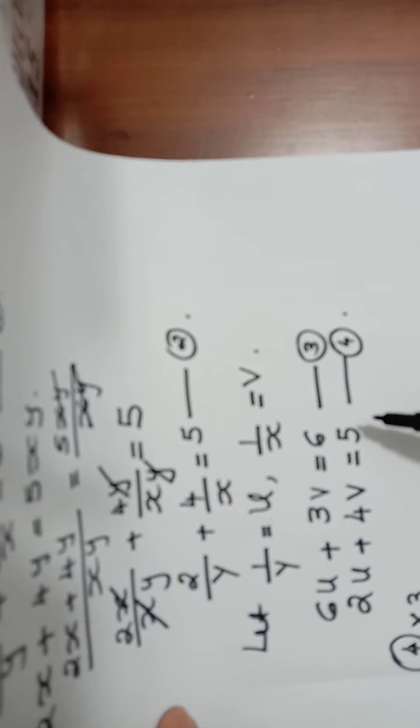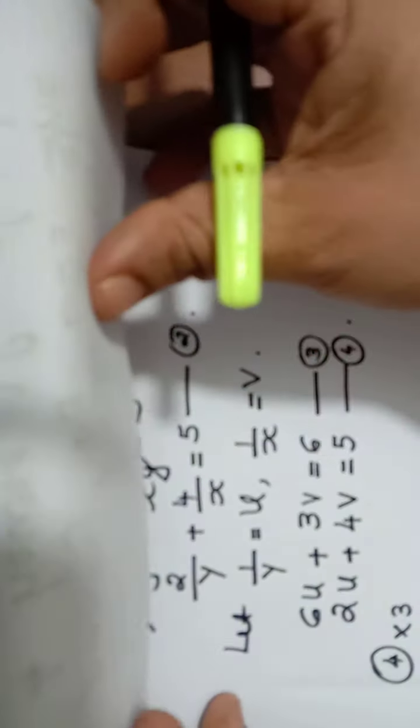Here it is simple. The second equation can be multiplied by 3, so it will become 6. The elimination method can be done. That first equation became the third one, and this the fourth one. Now the fourth equation we are going to multiply by 3. So when it is multiplied by 3, what happens?